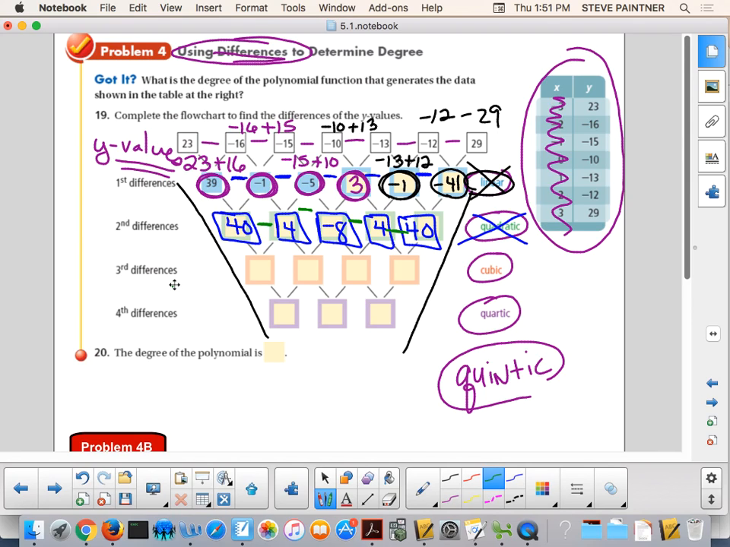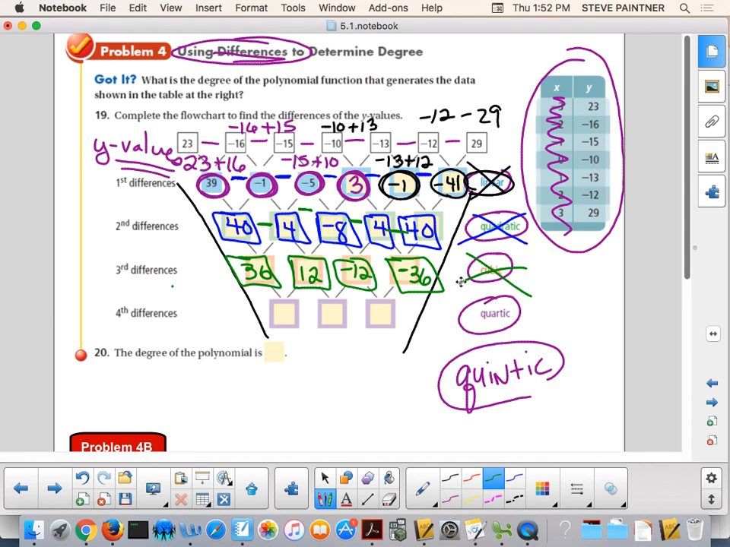40 minus 4, 36. 4 minus 8, that's 4 plus 8, 12. Negative 8 and a negative 4, negative 12. And 4 minus 40, negative 36. Are they all the same? No. Not cubic.